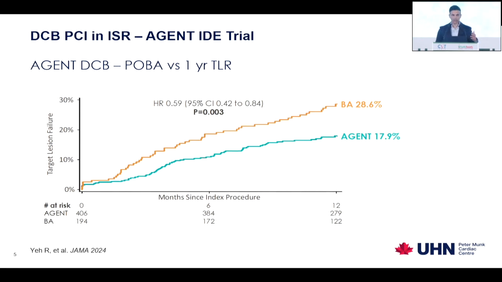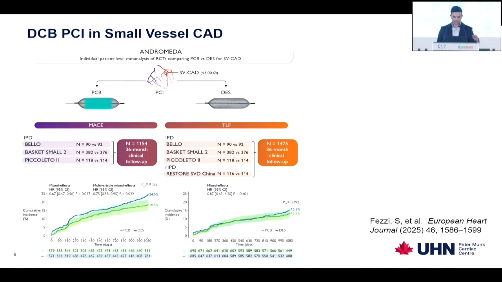This is probably the most stark evidence that we have in the last few years from the AGENT IDE trial, which would suggest that at 1 year, TLR is a good deal lower with DCB versus just plain POBA in in-stent restenosis. In small vessels, we have a patient-level meta-analysis that was published earlier this year by Bernardo using data from a number of trials, which showed MACE rates seem to come down to actually 2/3 of what you see with stents when you use DCBs in small vessels.